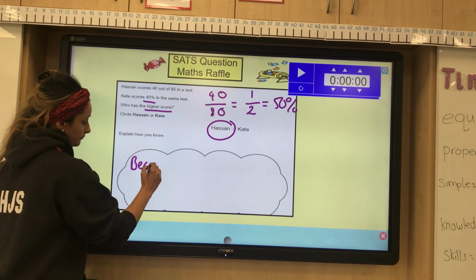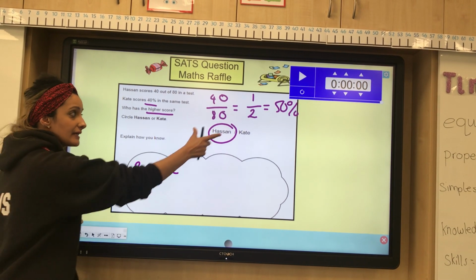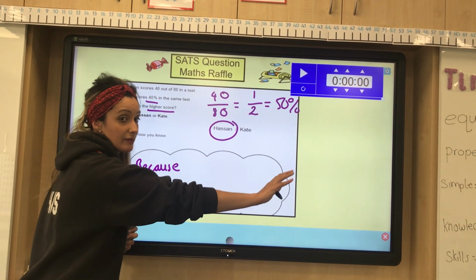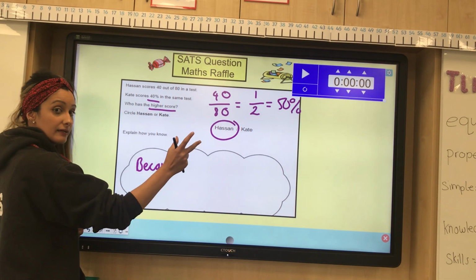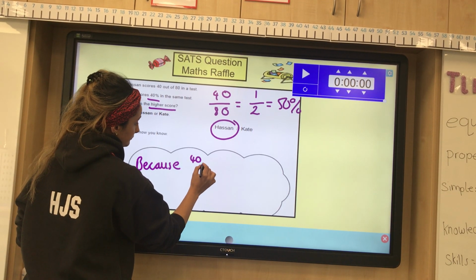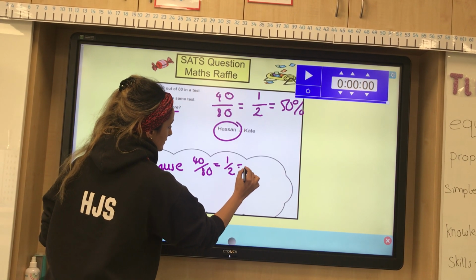Because. Now again, they can use this part in their answer. They don't have to write 40%, 40 out of 100 is equivalent. They don't have to write out that. They can put it mathematically in a much more concise way. So because 40 out of 80 is equivalent to 1/2, which is equivalent to 50%.